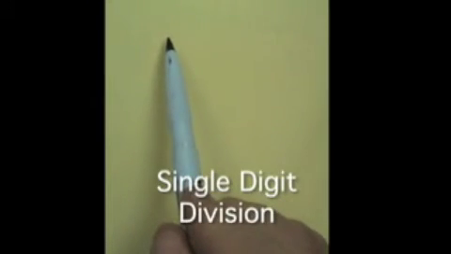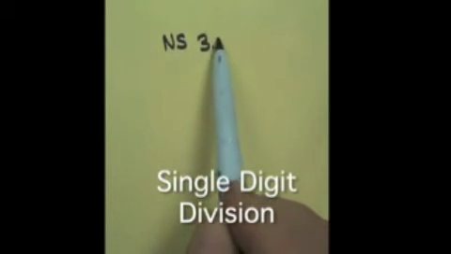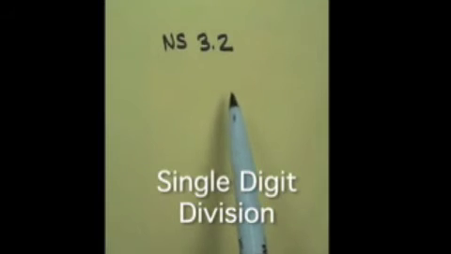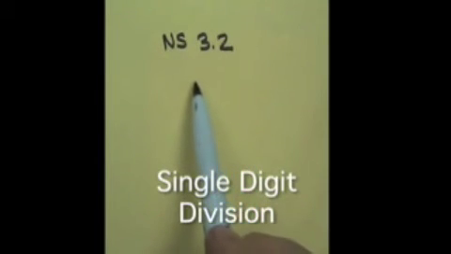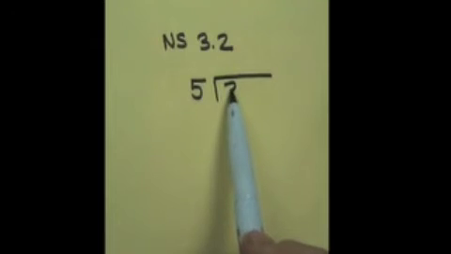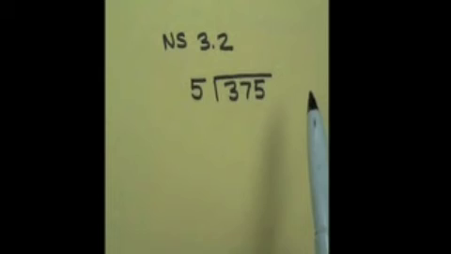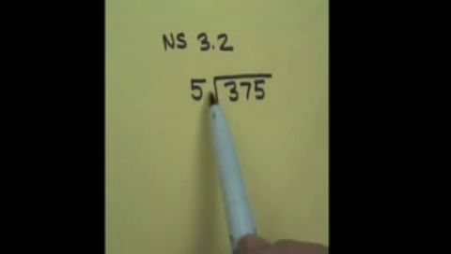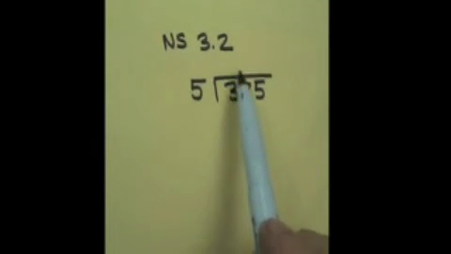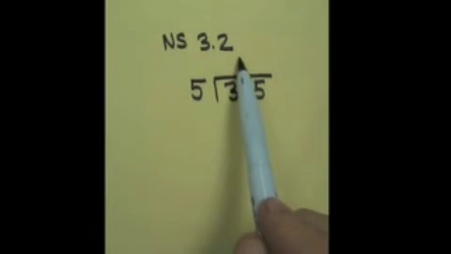At the top of your box, I want you to put NS 3.2, single digit division. Now writing this problem, we're going to ask how many times does 5 go into this number? 375. Now it's just this. How many times does 5 go into 3? It doesn't. So we're going to go to the next column. We're going to look at 37. How many times does 5 go into 37? The answer to that is 7.